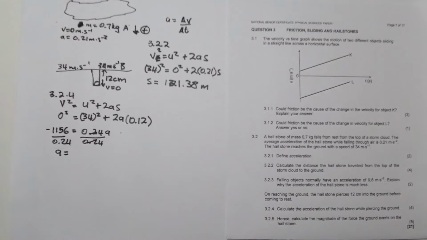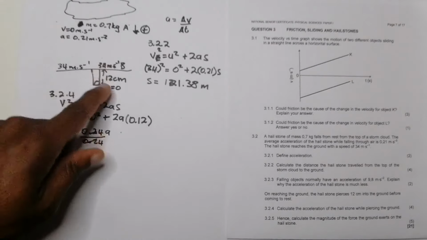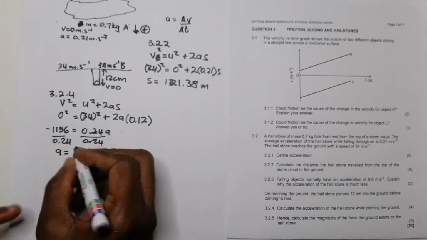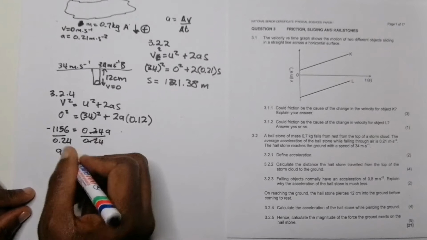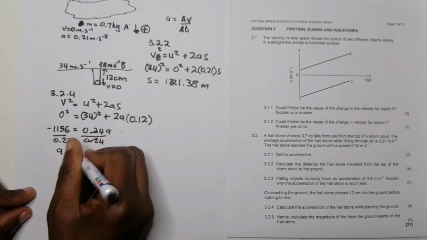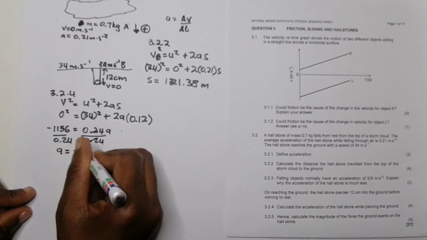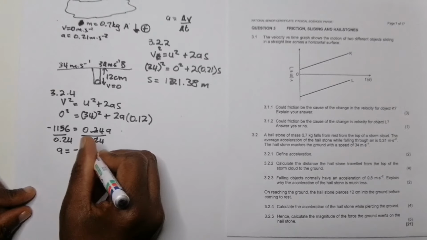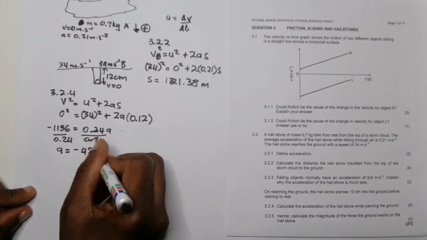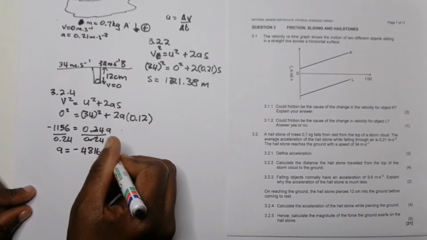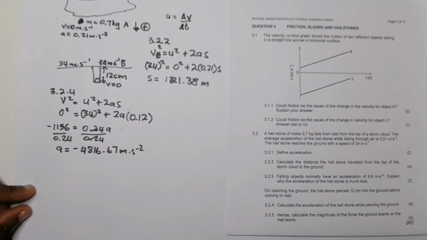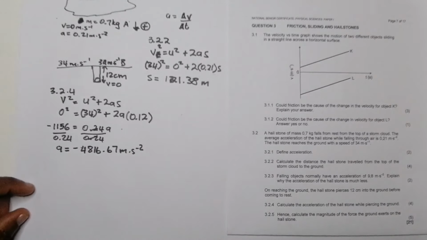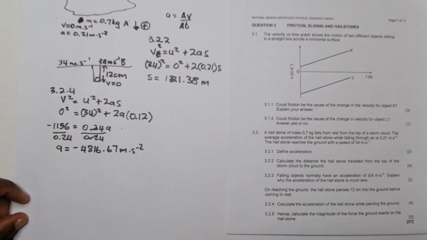To stop a hailstone that was moving at such a high speed in such a short distance, you would actually need a big amount of force. And of course, it means that the deceleration, in a sense, was actually very high. Right, so that's minus 4,816.67 meters per second squared. So you can verify that for me and see if you arrive at the same answer.